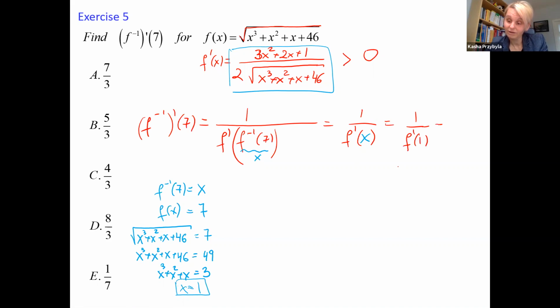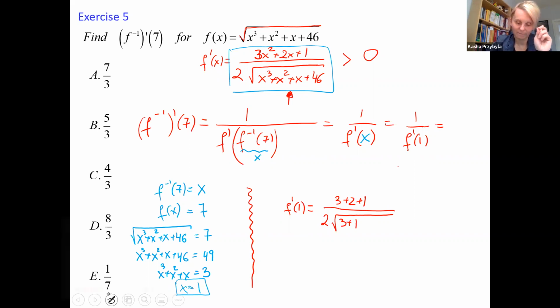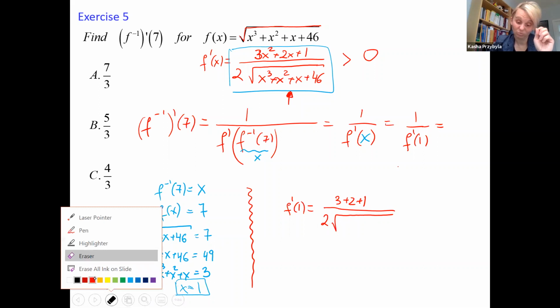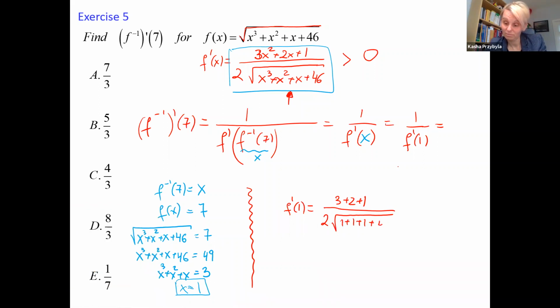f prime at 1. Who can give me the final answer so we can finish our session? f prime at 1. 3 over 7. Let's see, f prime at 1. I think it's the correct answer. I'm just substituting 1 here, which will be 3 plus 2 plus 1, 2 times the square root, plus 1. Oh, not 3. I'm looking at 1 cubed, which is not 3. 1 plus 1 plus 1 plus 46, and 49, the square root of 49 will give me 7.